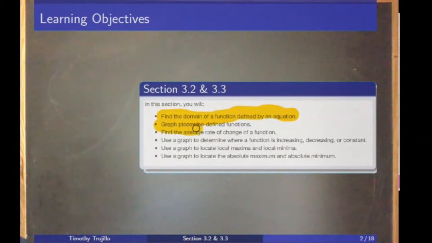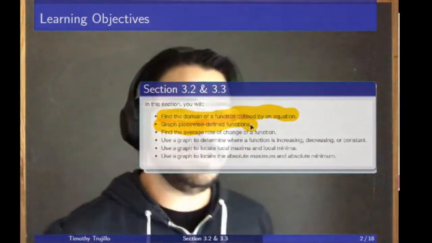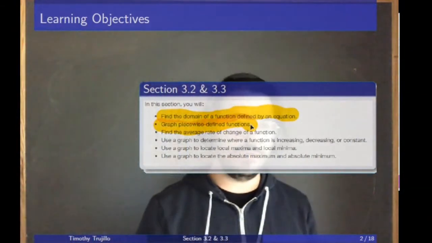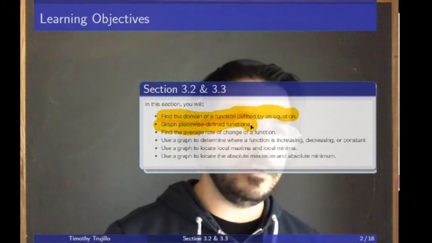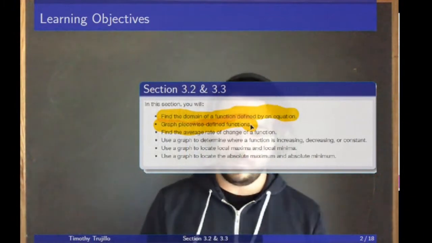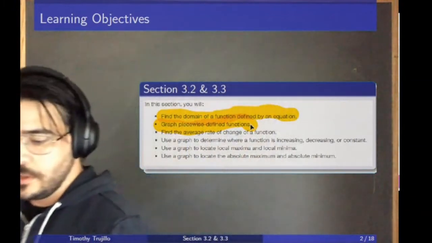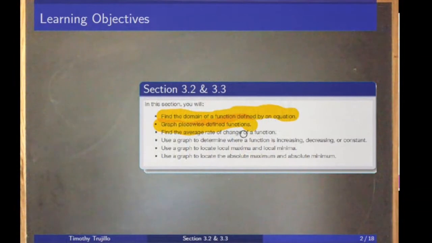Then we'll talk about the notion of piecewise defined functions. And those of you going on to calculus, this is one of the most difficult concepts for students in calculus. So it's a great idea to have a solid understanding of it here, where we're not talking about any sort of calculus at all. We'll introduce the notion of the average rate of change of a function.